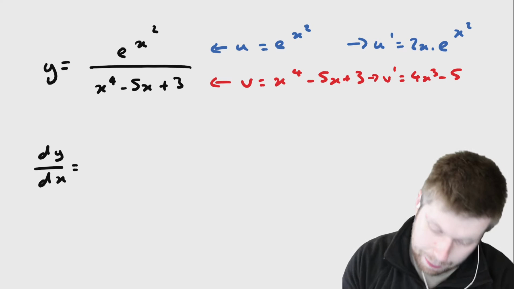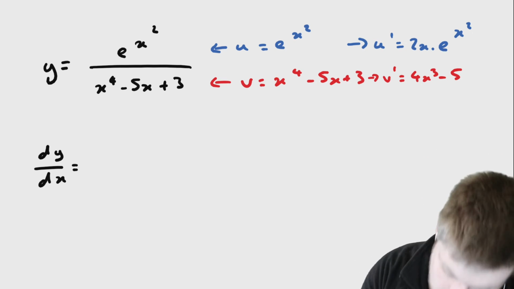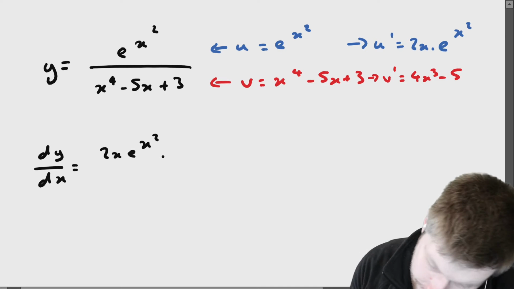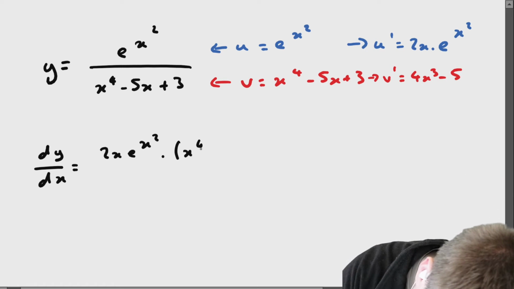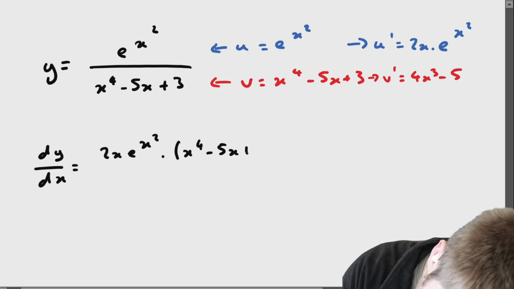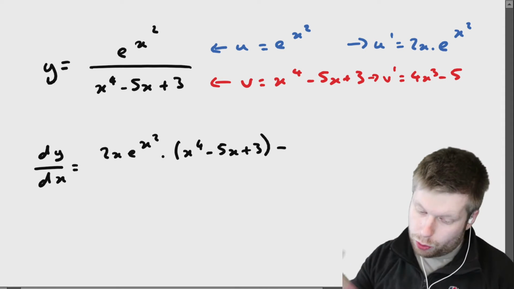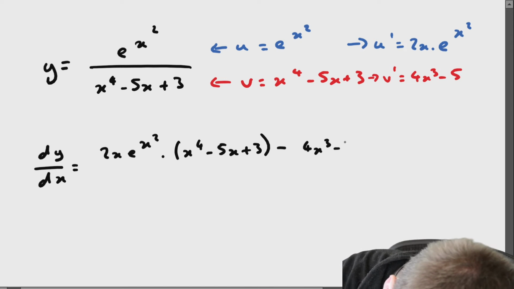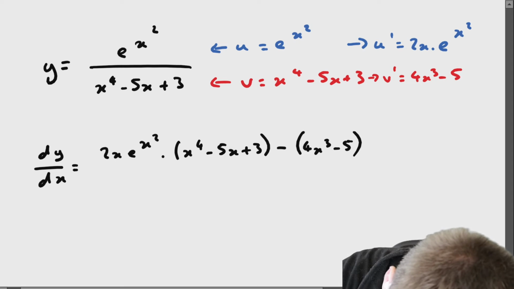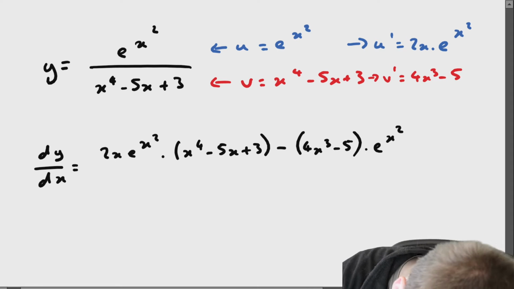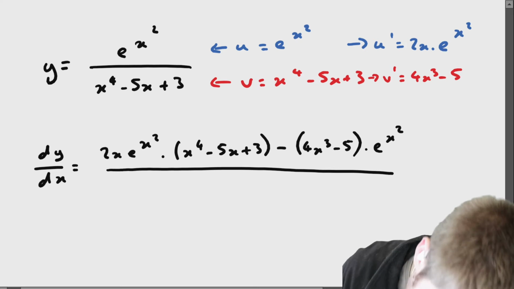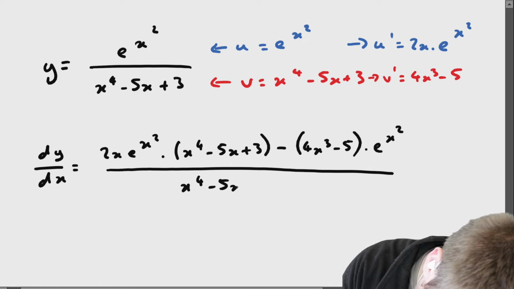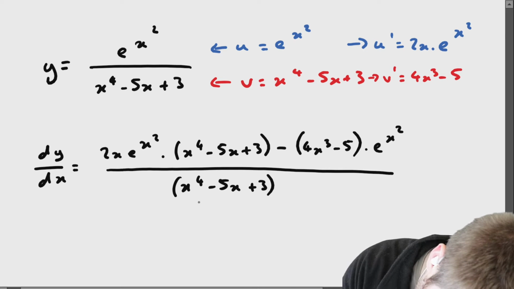All right, so now if I stick it back into my formula, I first of all get the derivative of u, which is 2x e to the power of x squared, multiplied by v, which is equal to x to the 4 minus 5x plus 3, minus the other way round, so u multiplied by the derivative of v, so I get 4x cubed minus 5 times the u, which is equal to e to the power of x squared, and if I divide all of that by v squared, well, okay, v squared is going to be x to the 4 minus 5x plus 3 all squared.